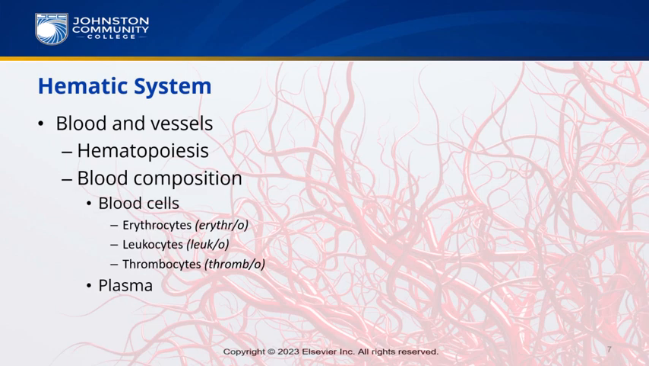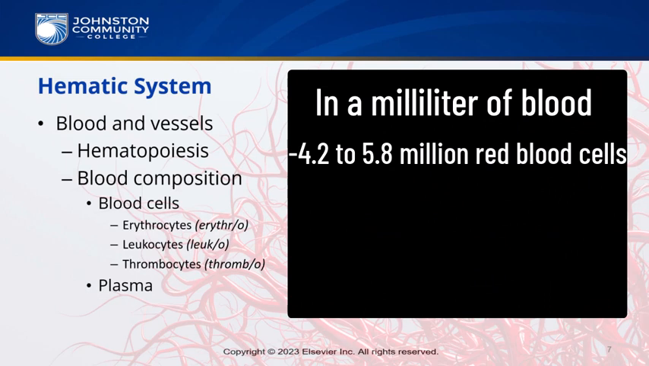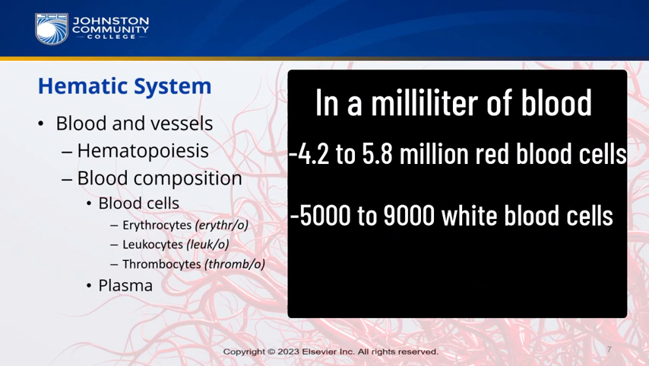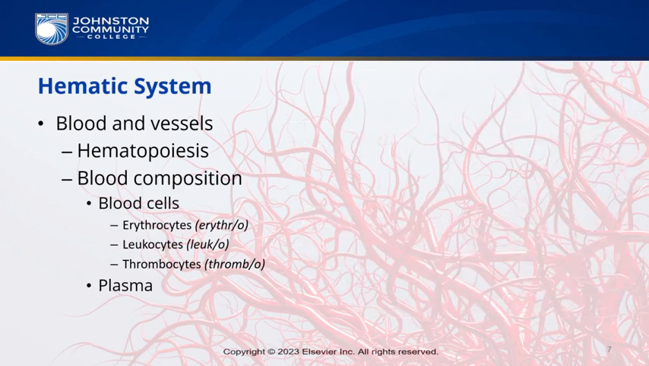The three types of blood cells are red blood cells that are called erythrocytes, white blood cells called leukocytes, and clotting cells called thrombocytes or platelets. To have an idea of their relative numbers, in a milliliter of blood, there are 4.2 to 5.8 million red blood cells, 5,000 to 9,000 white blood cells, and 250,000 to 400,000 thrombocytes. Blood itself accounts for about 8% of the total body volume, and the average volume of blood is about 10.5 pints or 5 liters. Think of your favorite soda in a 150-pound person.